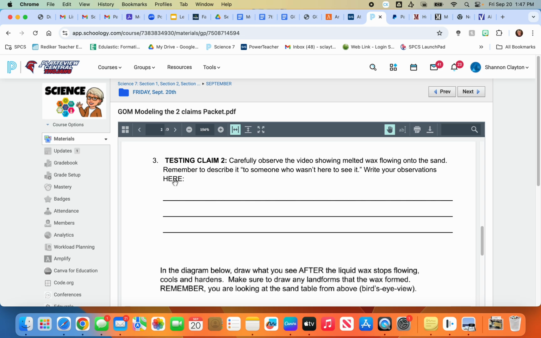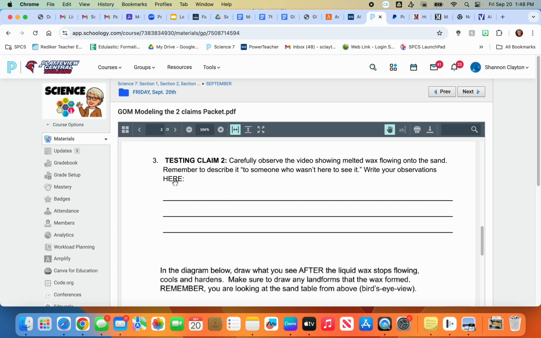Testing claim number 2. Now this one, I don't have lava to actually bring in. So I have a video that we got from Amplify. It's actually in your Amplify digital tools, but I just included the video itself in our folder today. Watch that, okay? Remember you're going to describe what happened to someone who wasn't there to see it. Use really good descriptive words. Tell me what happens, okay?